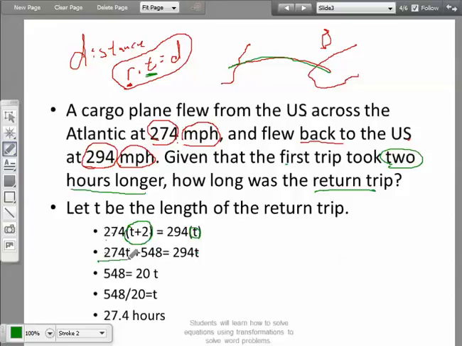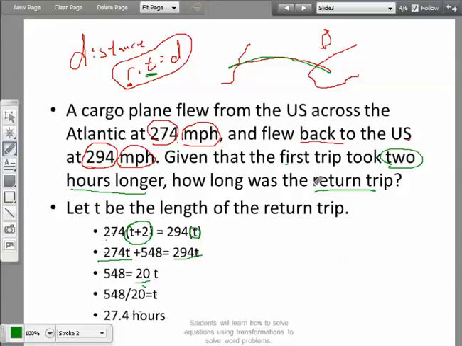Now when I subtract 274t from both sides of the equation, I'm going to get 548 is equal to 20t. I'm going to multiply by the reciprocal of 20, which is 1 over 20. And I'm going to get 548 over 20 is equal to t. Using the symmetric property, I'm going to switch it around, and I'm going to say that t is equal to 27.4 hours. I found the time. That's how long it took, 27.4 hours.